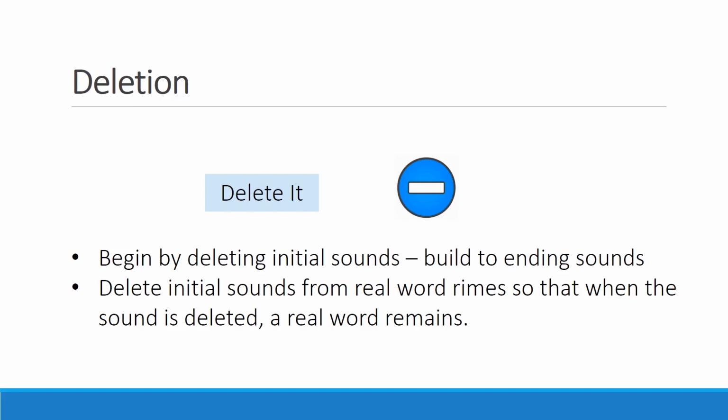Phoneme deletion activities have students subtracting phonemes from a word. These are easiest for students when a real word remains, but move students to be able to delete a phoneme and have only part of a word remain. What do you get when you take away sh from shape? Ape. What do you get if you delete f from fill? Ill. What do you get when you delete p from pack?